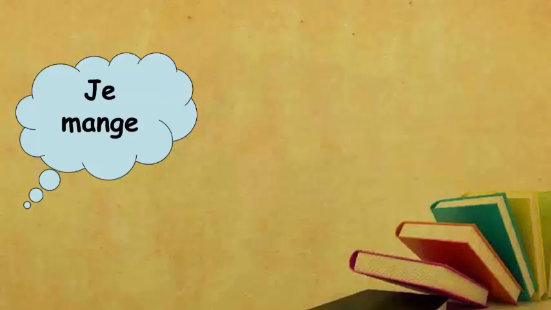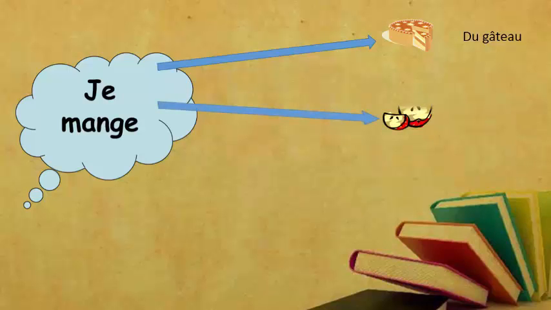When I'm eating not the whole kind, but a little bit of that kind, or a part of it, or some of it. For example, je mange du gâteau. Je mange du gâteau. I mean that I'm eating a part of this cake or a piece of it. Je mange du gâteau. Je mange de la pomme. I'm eating maybe a piece of it, or a part, or a slice of this apple.